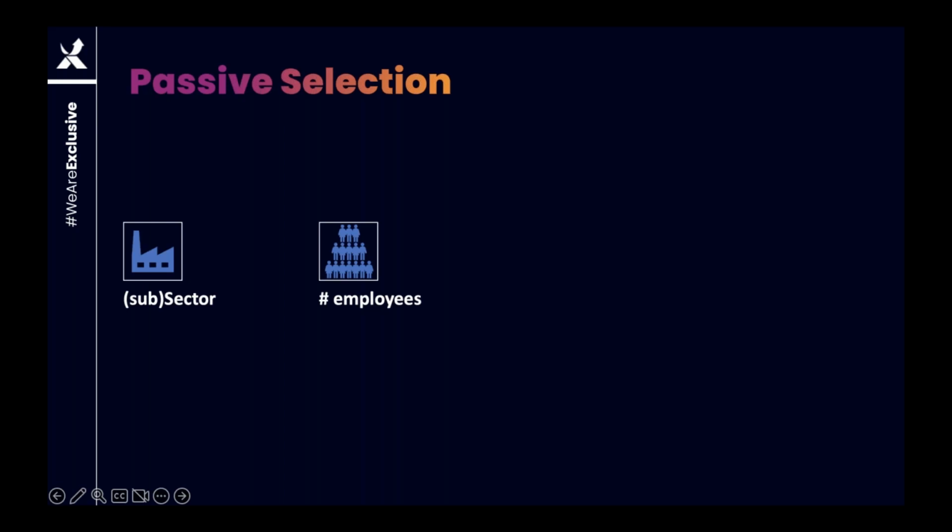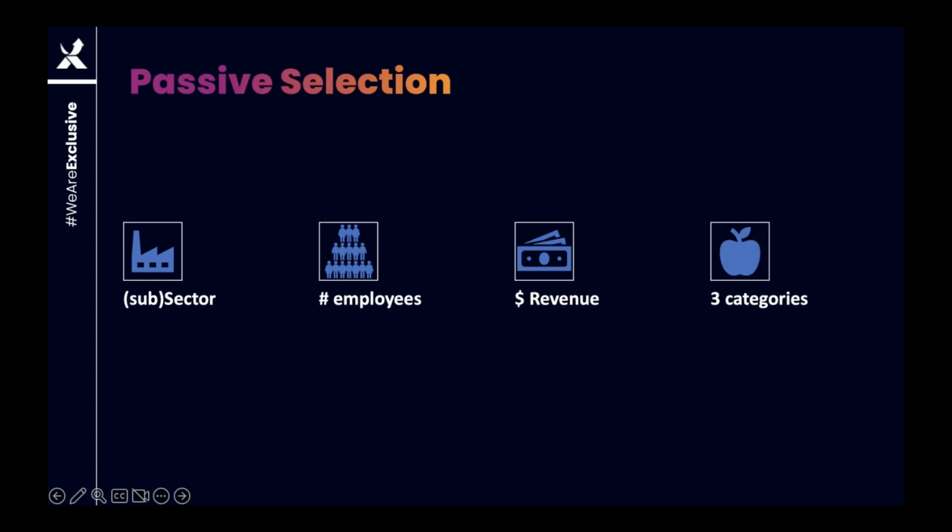First of all, the passive selection. Unlike in NIS1, you will need to register yourself if you fit the criteria. So that's based on the sector you're in or subsector, your number of employees, and the revenue you do as a company. So based on those 3 criteria, you will be put in a certain category. That category could be, most important is essential, then important, or small and micro.